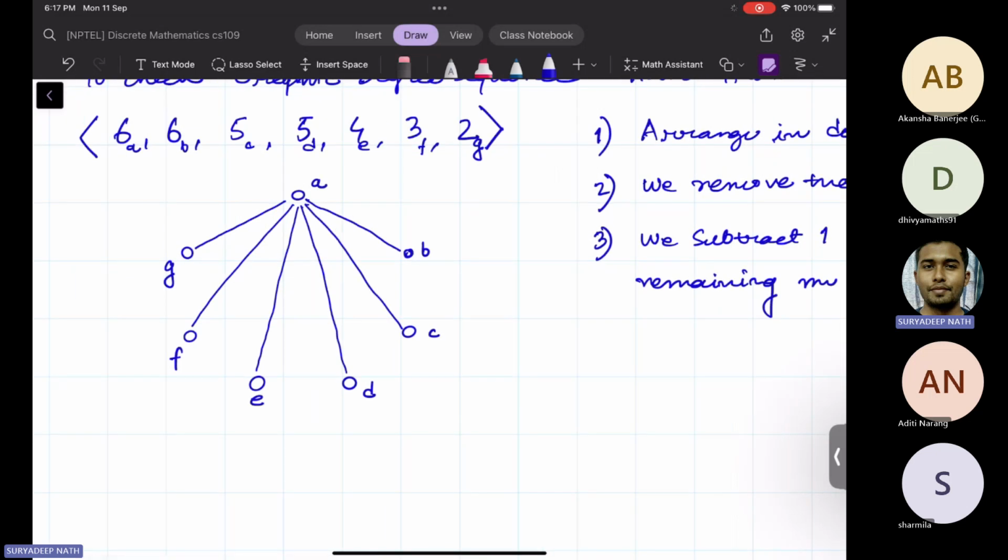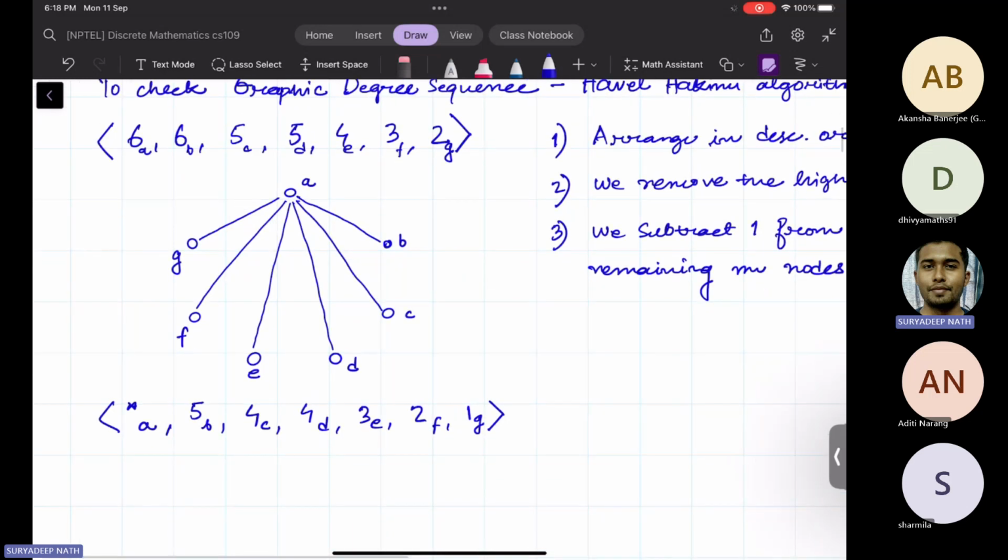So basically now the sequence becomes star a, and then it is 5b, 4c, 4d, 3e, 2f, and 1g. We put a star because we have created a graph where we have given the first node 6. Now we'll have to allocate 5 more edges to this node b. So we'll have to give an additional degree of 5 to b.